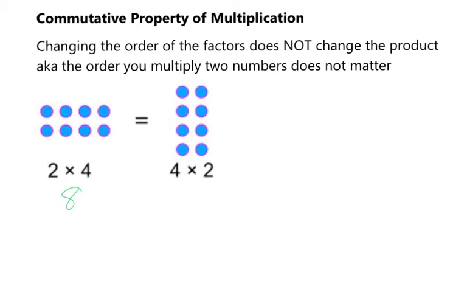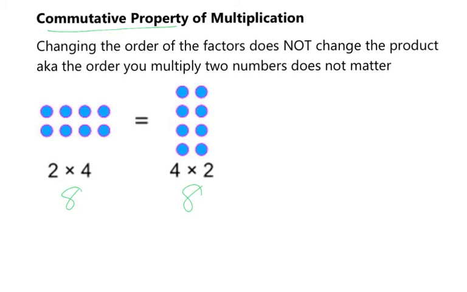And here you have 4 rows of 2. That models 4 times 2, and if I count those up, 1, 2, 3, 4, 5, 6, 7, 8, that still gives us 8 as an answer. So the commutative property basically says that the order that you multiply doesn't matter.